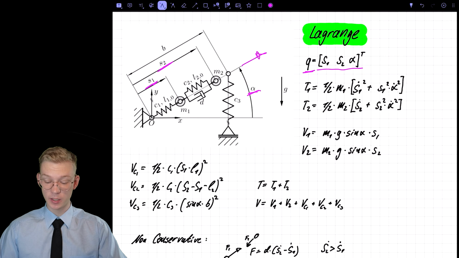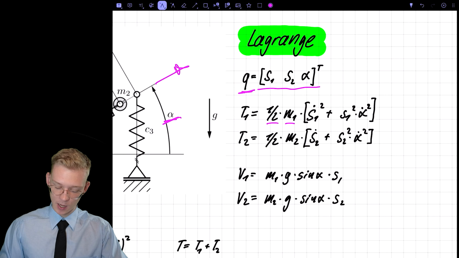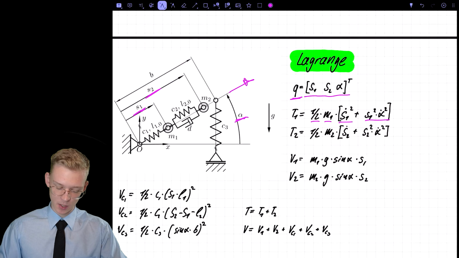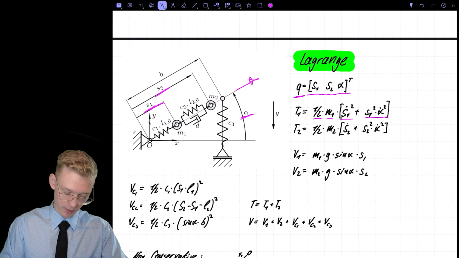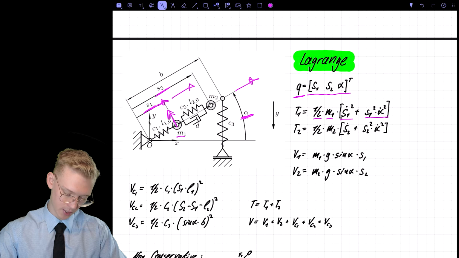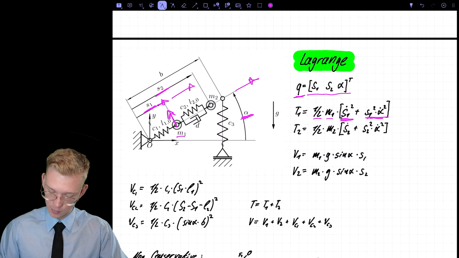Now we need to find the kinetic energy. Because we chose S1, S2, and alpha, we have a fairly simple expression for the kinetic energy, and that is 1/2 times m of S1 dot squared plus S1 squared times alpha dot squared. So the first part is the velocity of point mass 1 in this direction. But if alpha is changing, we have a tangential velocity in this direction. And because we need both of them, we have this part and this part.